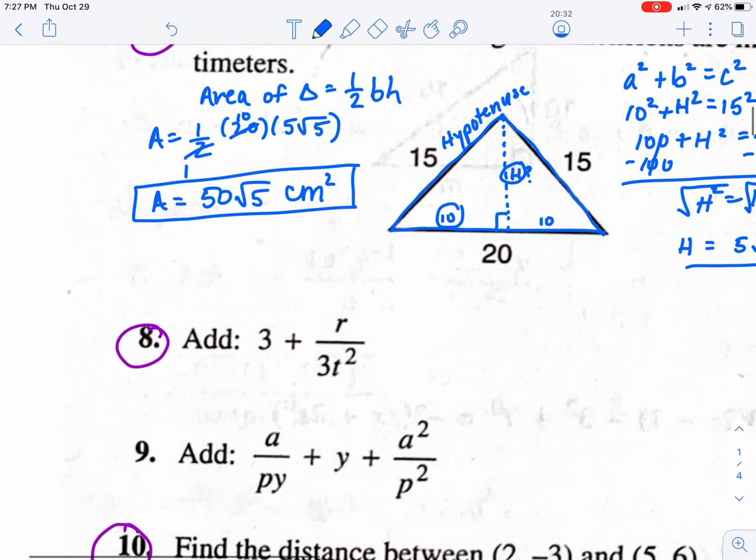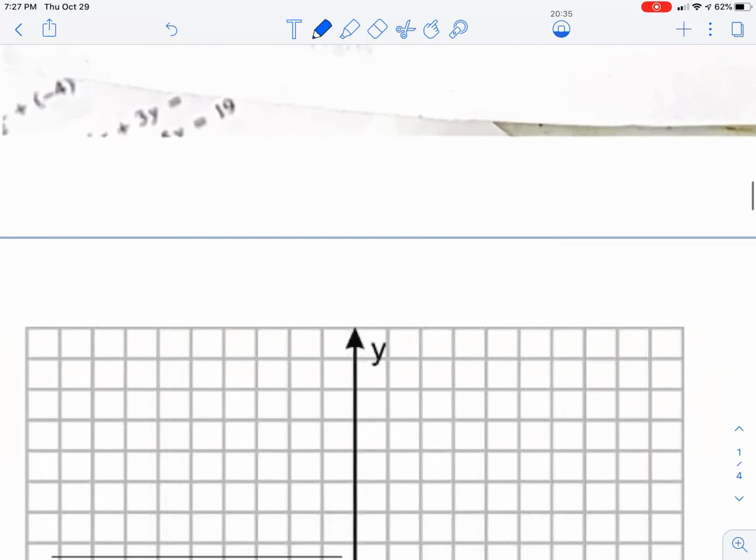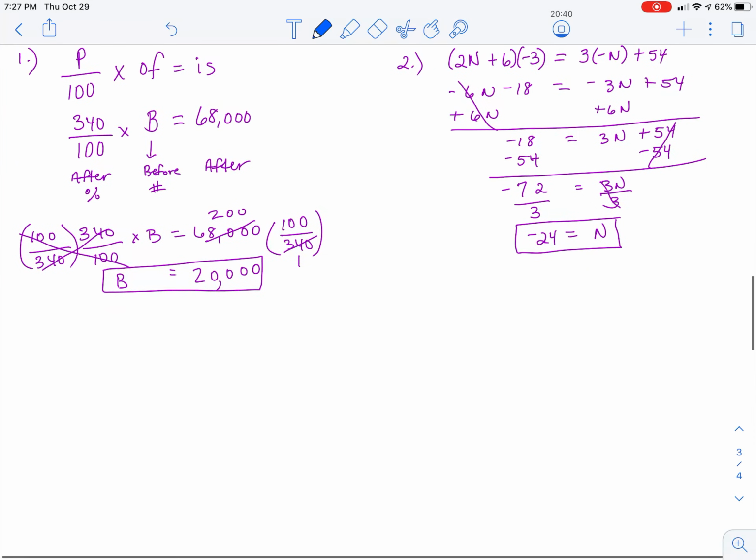Number 8. Okay, I'm going to go ahead and write this down on the bottom here. Sorry, and it's going to make your eyes a little batty. Let's go ahead and put number 8 down here. We'll do it in blue to keep it separated. So the problem on number 8 is test 4, number 8. Okay, we're going to add this together. So we have 3 plus r over 3t squared.